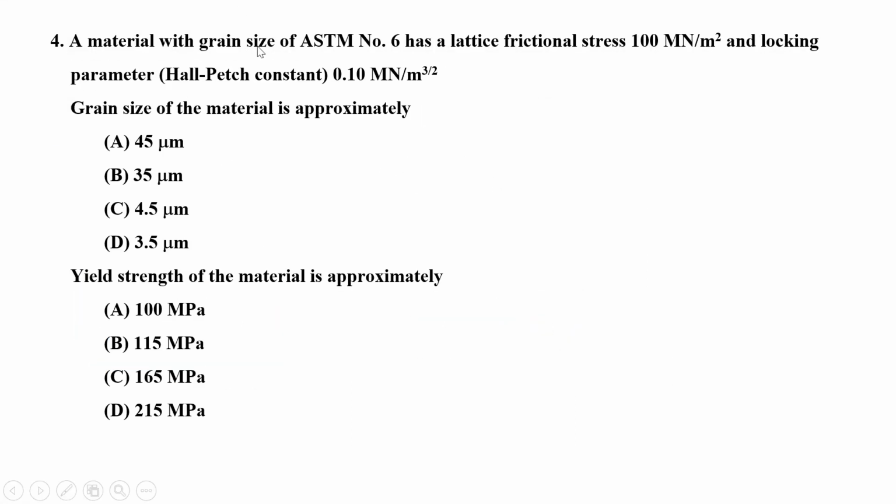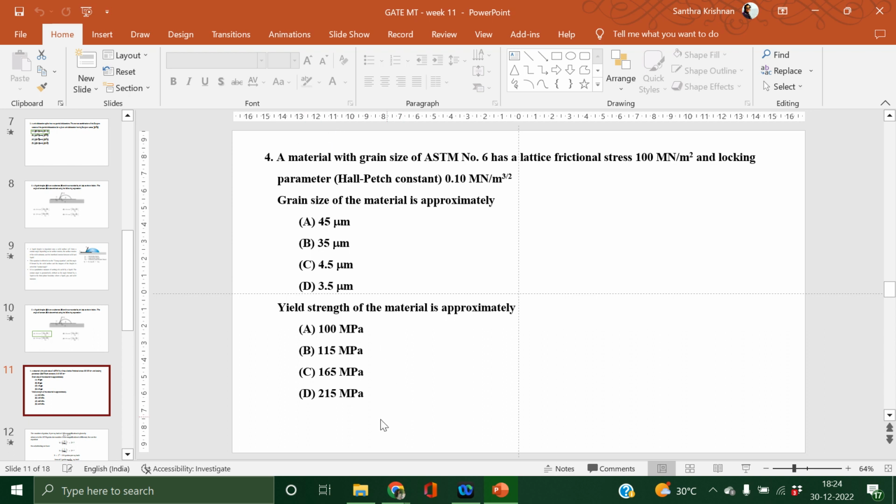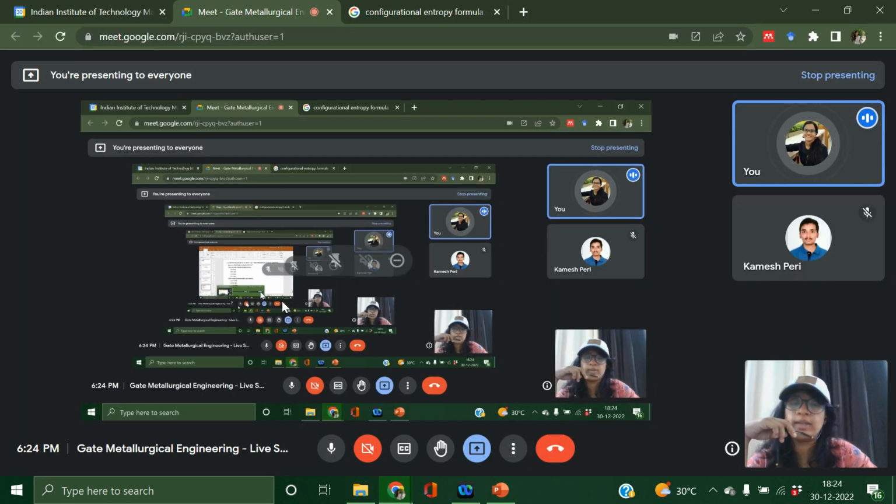So, next is a material with a grain size of ASTM number 6 that has a lattice frictional stress of 100 meganewtons per meter square and a locking Hall parameter of 0.10 meganewton per meter power 3 by 2. We have to find the grain size of the material as well as the yield strength of the material. Before moving on, can you please tell me what is the equation for ASTM grain size as well as the yield strength? If you know the Hall-Petch equation, you can also mention that. Can you please tell me what equations are to be used in this question?